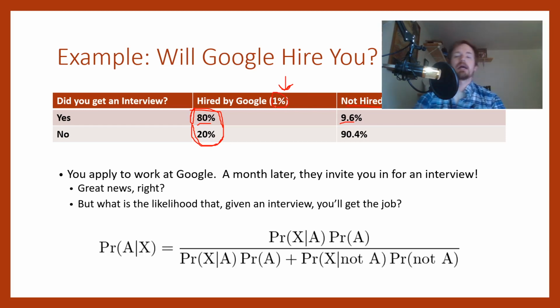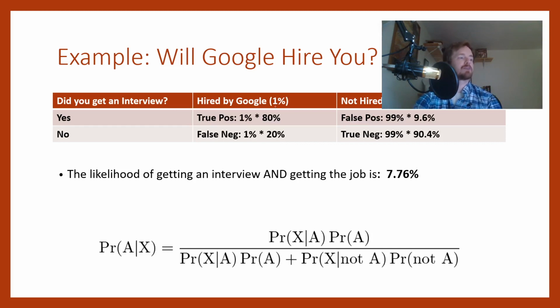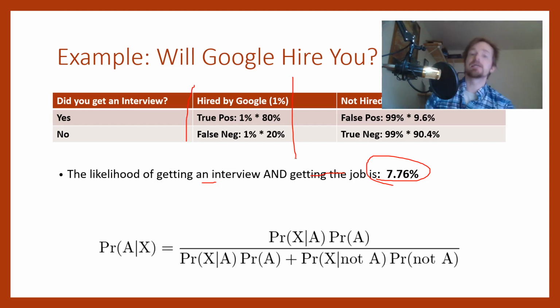So if we apply Bayes' theorem, what we're essentially going to find is that the probability of getting an interview and getting a job is actually closer to 7.76%. So it's still not super likely. It's just that of the people that were hired by Google, almost all of them did get the interview. But that doesn't mean that if you got an interview, you're more likely to get hired. In fact, it's still going to be hard for you, right? Because almost 10% of this 90% applied, got an interview, and were not hired.